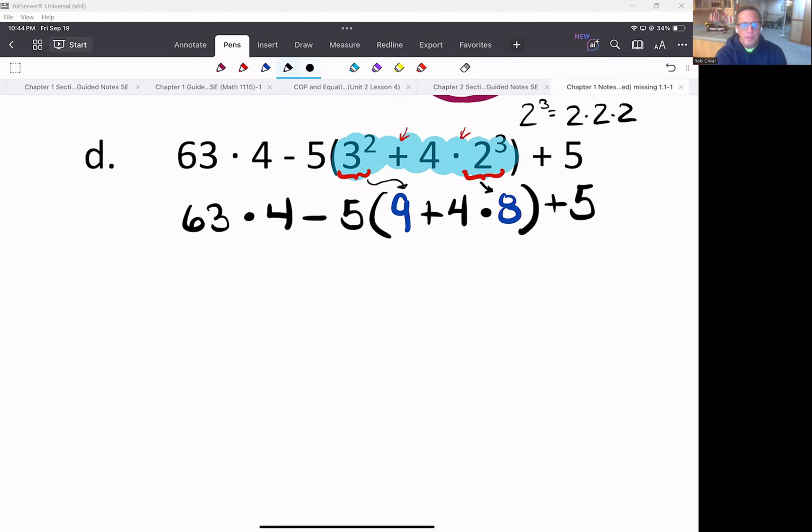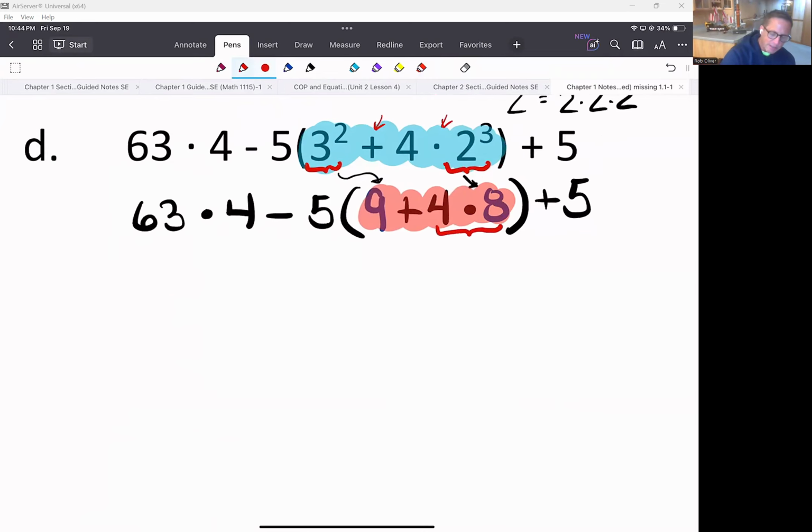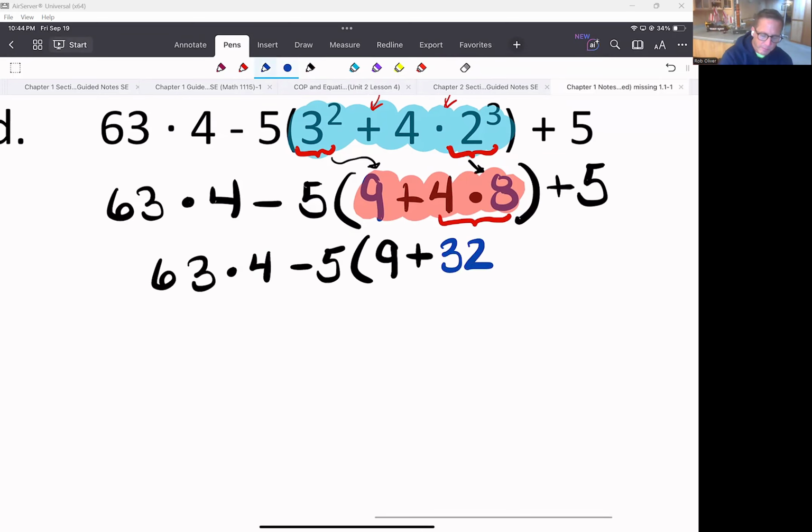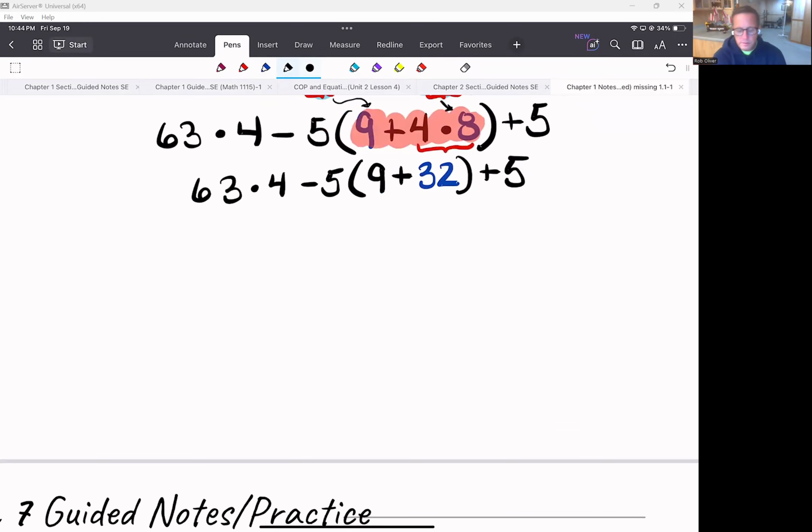All right, now we still have parentheses to take care of. Let's keep them up here. In the parentheses, we want to do the multiplication before we add. So we're going to do 4 times 8, which is 32. So I'm going to rewrite it again. We've got 63 times 4 minus 5. Now the 5 is up against parentheses, so we want to multiply, but not yet. Let's just leave it. So 9 plus, and like I said, 4 times 8 is 32. And there you go. So you've got 9 plus 32.